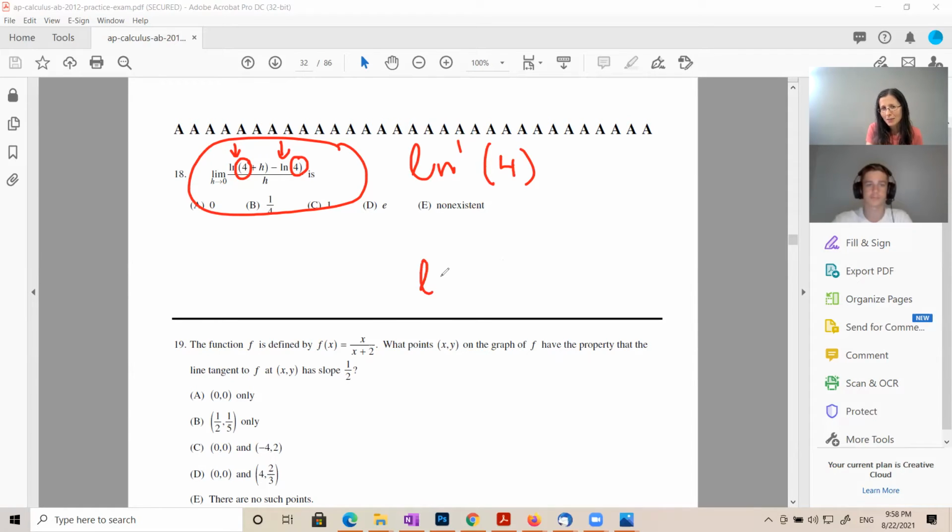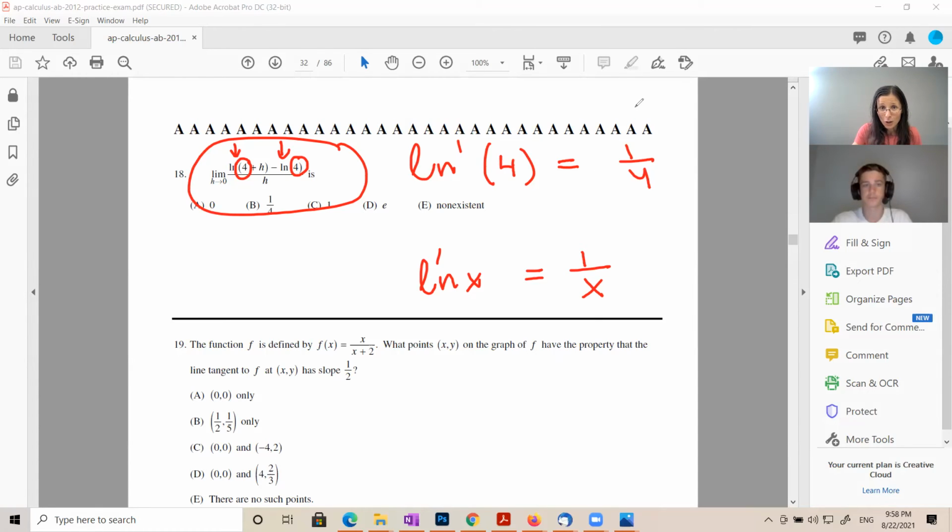Okay, and maybe you remember what the derivative of ln x is. If not, you can look on the chart. And that's equal to 1 over x. 1 over x, yep. So the answer here will be 1 over 4. That's right. Okay, excellent. So that's all that we wanted to cover.